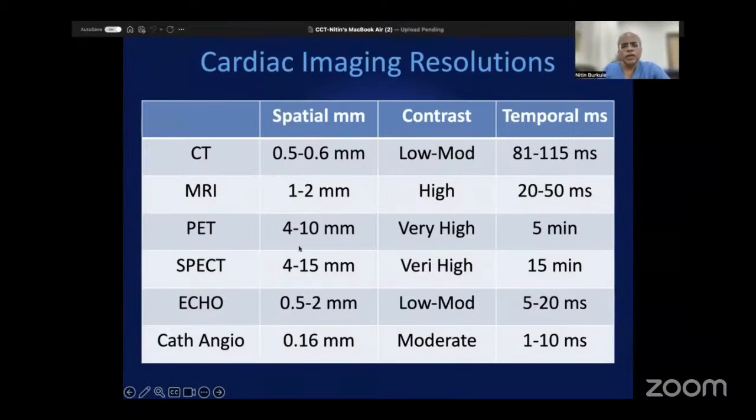If we look at the contrast resolution, that is the best in PET and SPECT. They have very high contrast resolution. However, the spatial resolution is very poor.